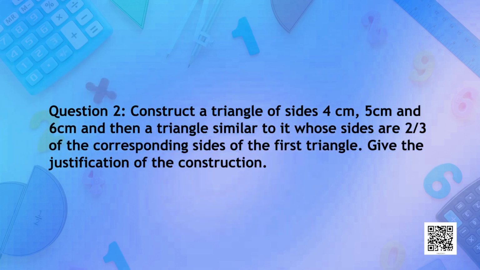So, students, let us move on to our next question. The question is, construct a triangle of side 4 centimeter, 5 centimeter and 6 centimeter and then a triangle similar to it whose sides are 2/3 of the corresponding sides of the first triangle. We also need to give the justification of this construction.